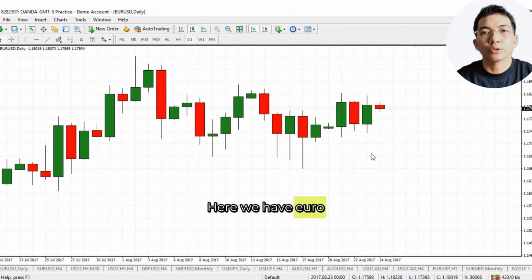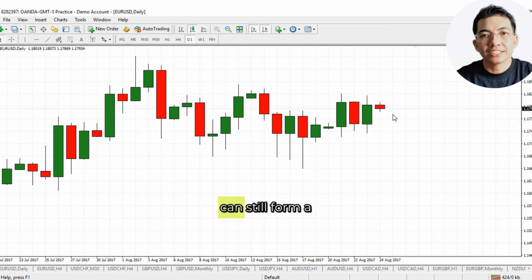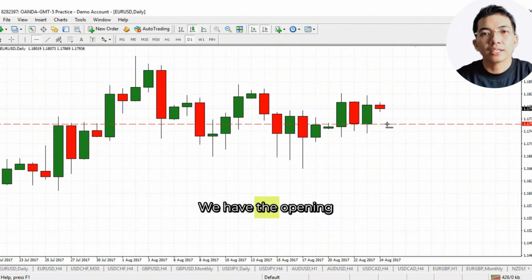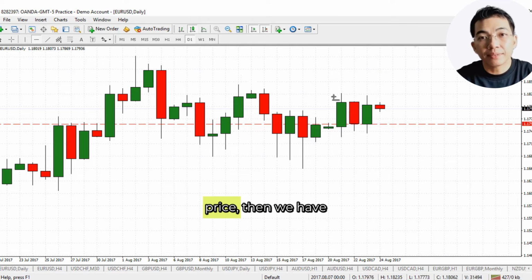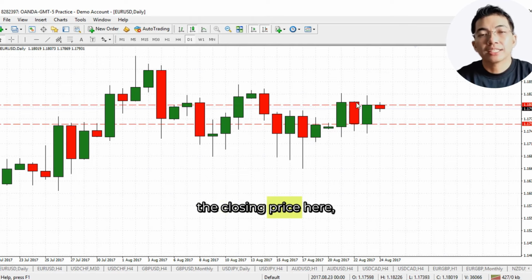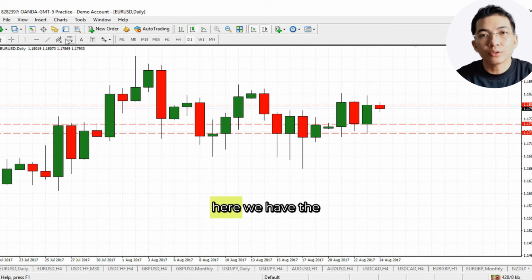Here we have euro-dollar on a daily chart. I want to analyze this candle, not the last one because it is still live on the market and it can still form a new high or a new low, and furthermore we don't know what will be the closing price. So I draw my lines to identify the key levels of this candle. We have the opening price, then we have the closing price here, then the low, and here we have the high.